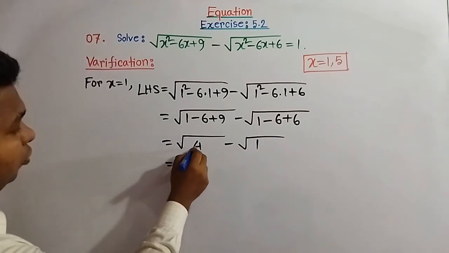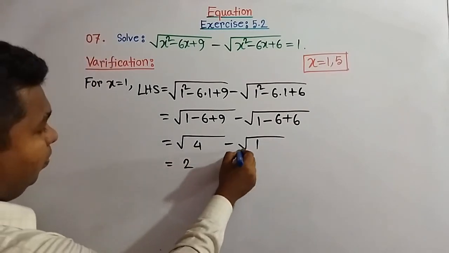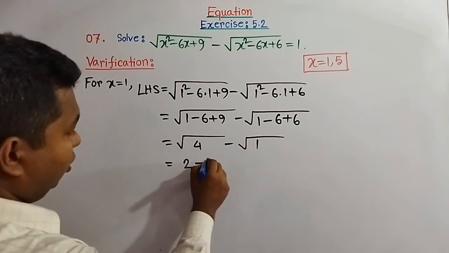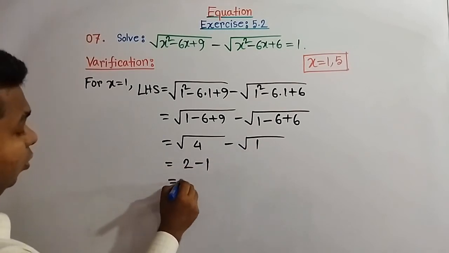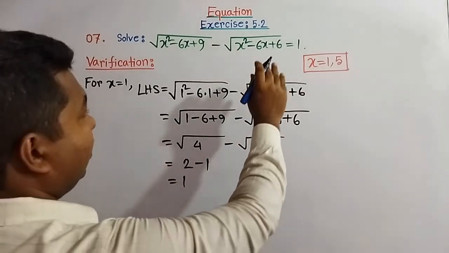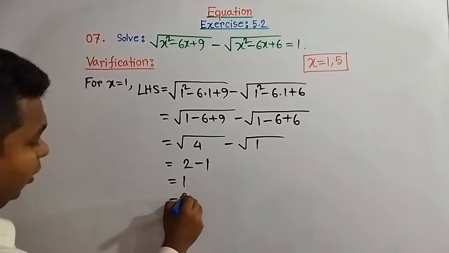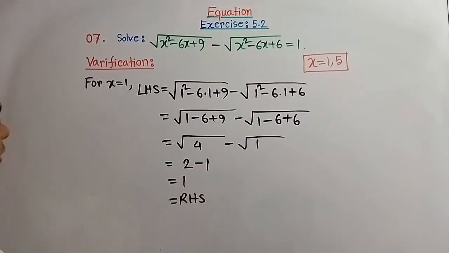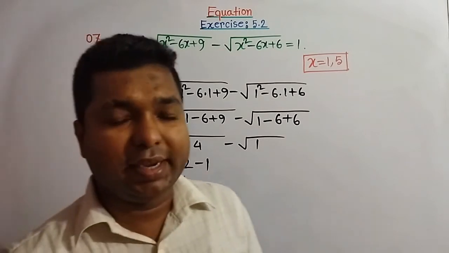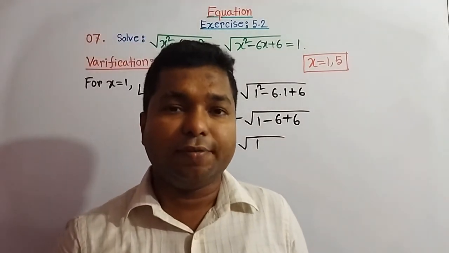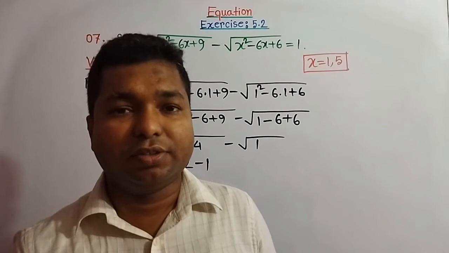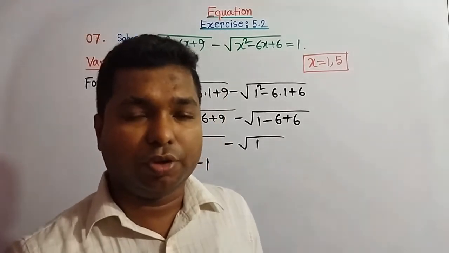So the square root of 4 equal to 2, minus the square root of 1 equal to 1. So 2 − 1 equal to 1, and that is our right hand side. So it is equal to the right hand side. So the root x equal to 1 satisfies the given equation. Therefore x equal to 1 is a solution of the given equation.